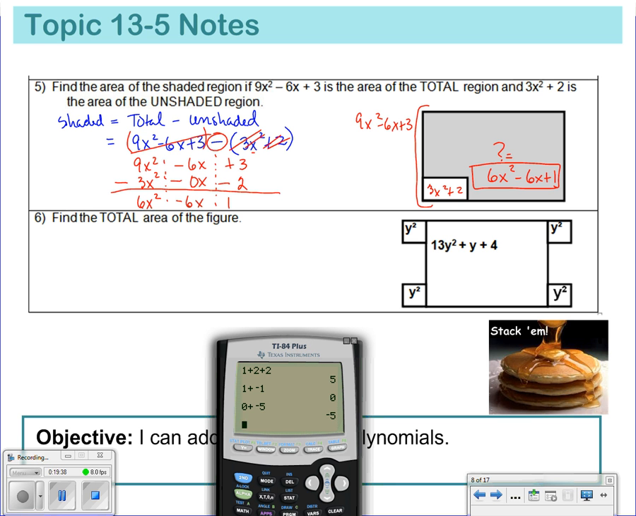Number 6, we want to find the total area of the figure. So this figure is a composite figure with 5 different parts. We have the squares on the end that are y squared, and we have this rectangle in the middle that has an area of 13y squared plus y plus 4. So to find the total, we add them all up.